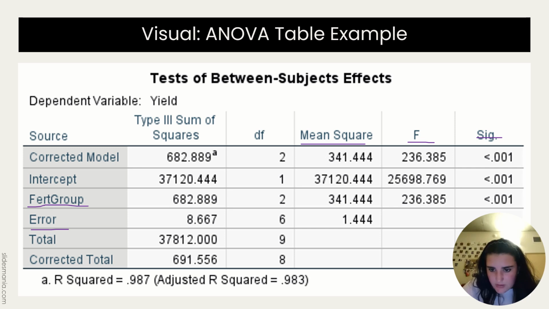And as you can see, our sigs are less than 0.05. So yeah, that would mean that the fertilizer groups are not all the same.